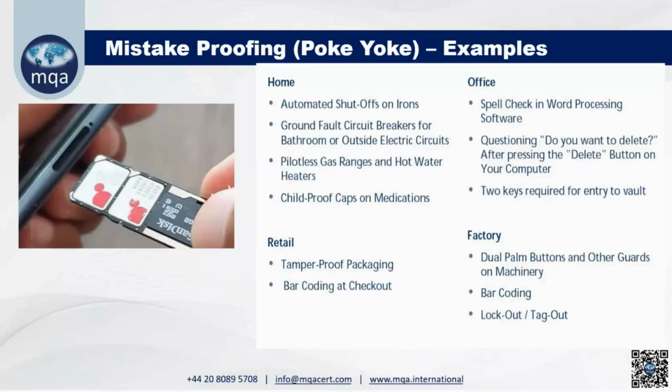In factories, there are dual palm buttons and other guards on the machinery. In most of the rotating parts of machinery, there are covers and guards. You must have seen them. So what is that? That is safety mistake proofing. Nobody should touch the rotating parts.